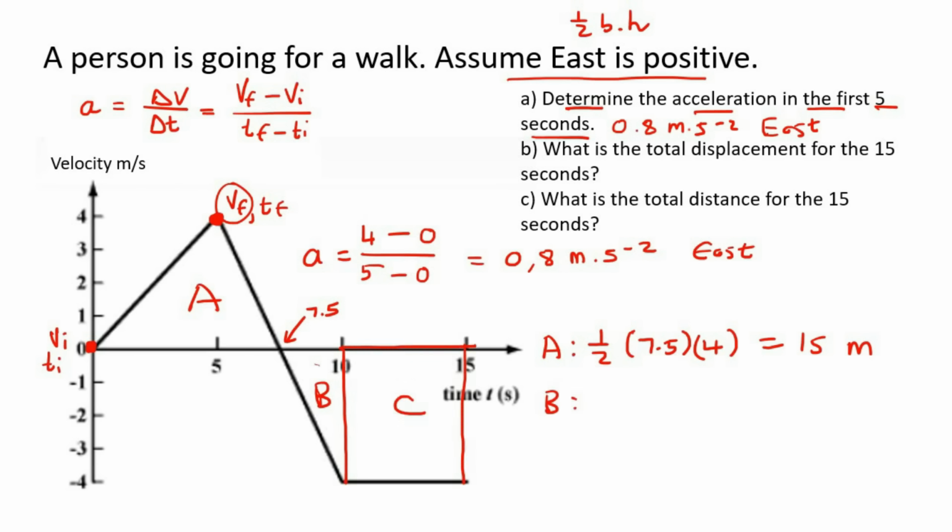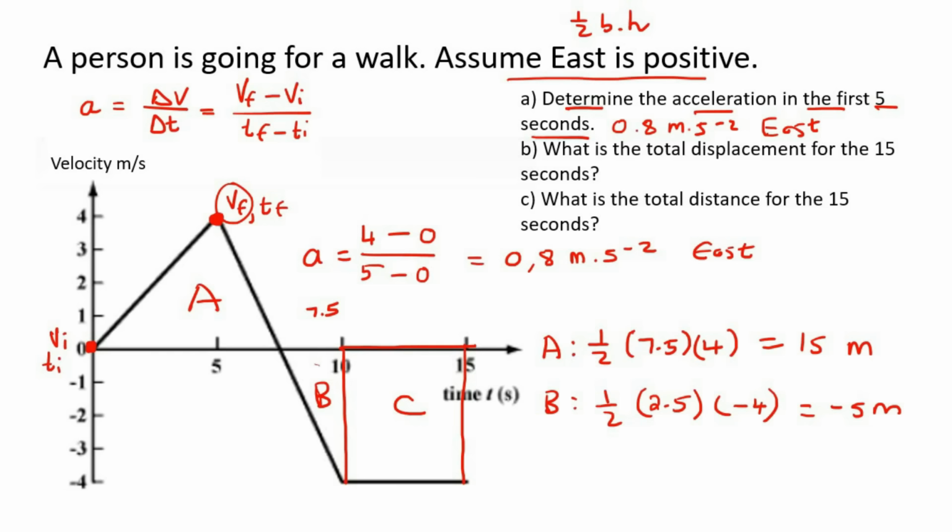So for B, it's a triangle. So half base times height. So the base would be from here to here. So what is 7.5 up to 10? Well, that's 2.5, right? So this length is 2.5. Now, here's where you've got to be quite careful. Look at the height. It goes from 0 to -4. So I want us to put that height as -4, because you'll see why we do that now. And if you calculate that, you get -5 meters.